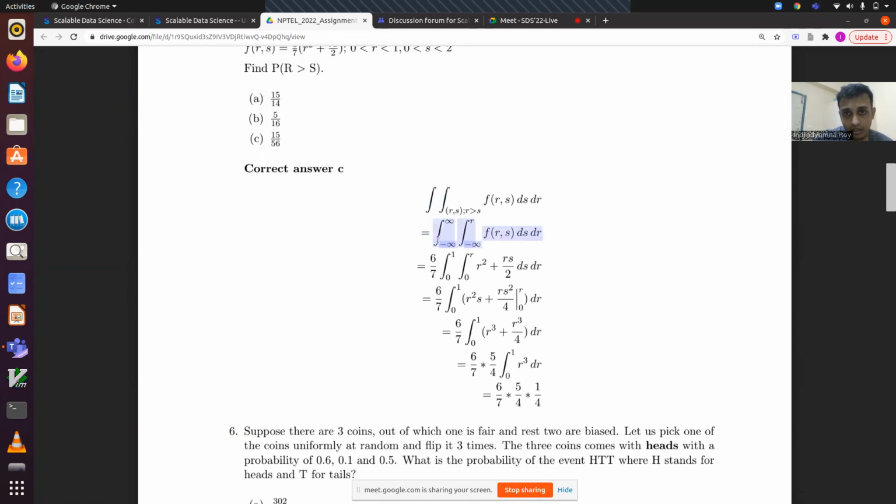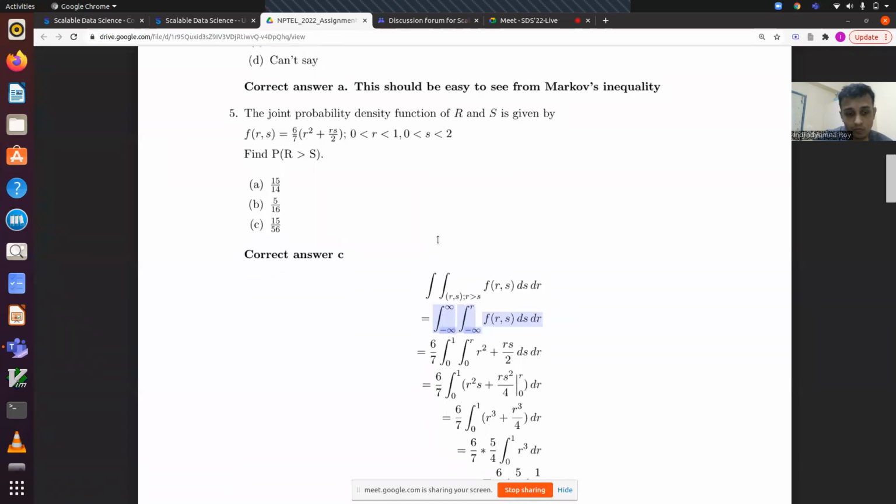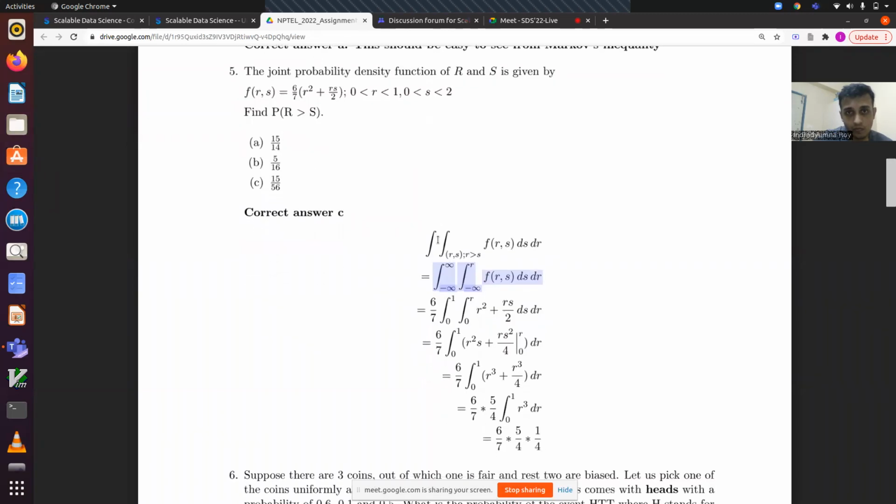Sir, see the condition in the question. You see 0 less than R less than 1, and 0 less than S less than 2. So somehow I can assume that S is greater than R.